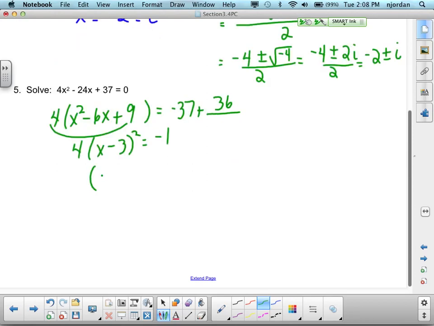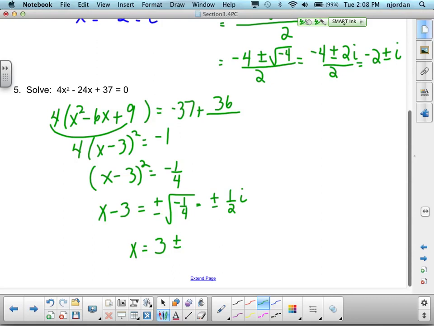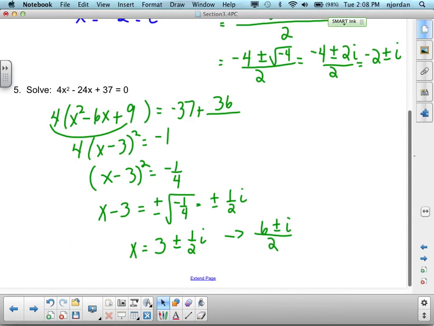But remember, I have to divide by 4. So I'm actually going to have -1/4 over here. And when I square root that, the square root of -1/4 will equal plus or minus 1/2 i. And then I can add 3, so I get x equals 3 plus or minus 1/2 i. Now if you're solving that with the quadratic formula, that's going to yield 6 plus or minus i all over 2. Same thing, just a different look. Doesn't matter which one we use.